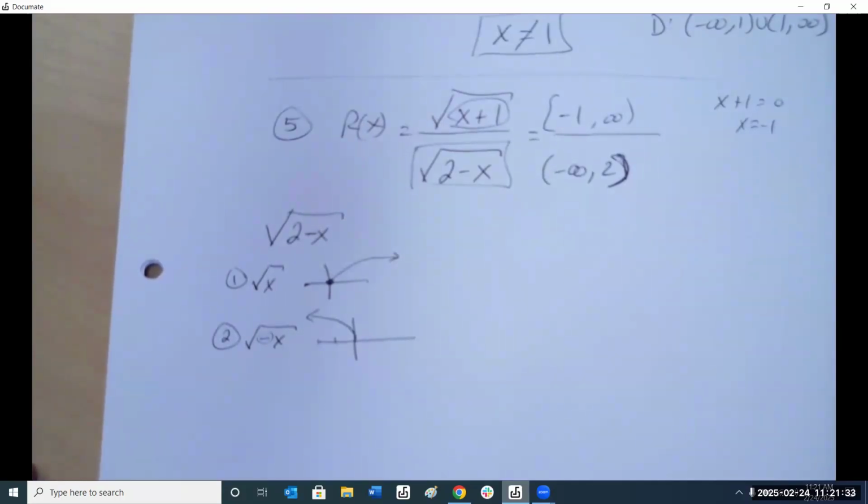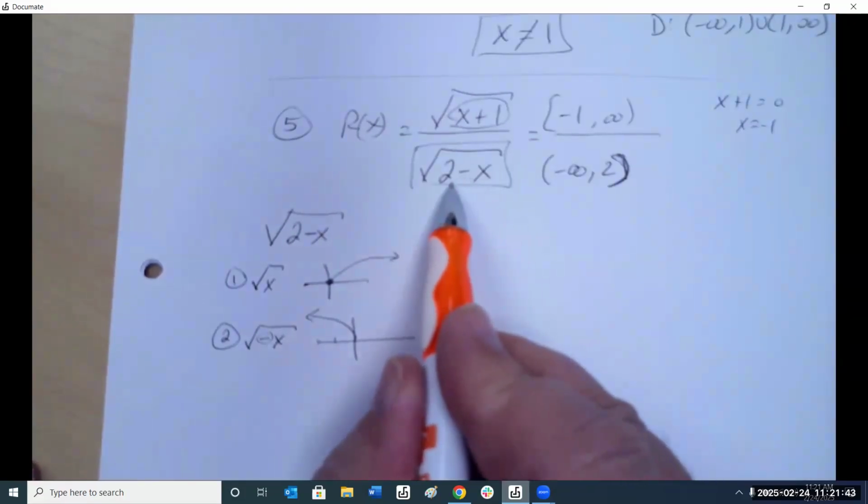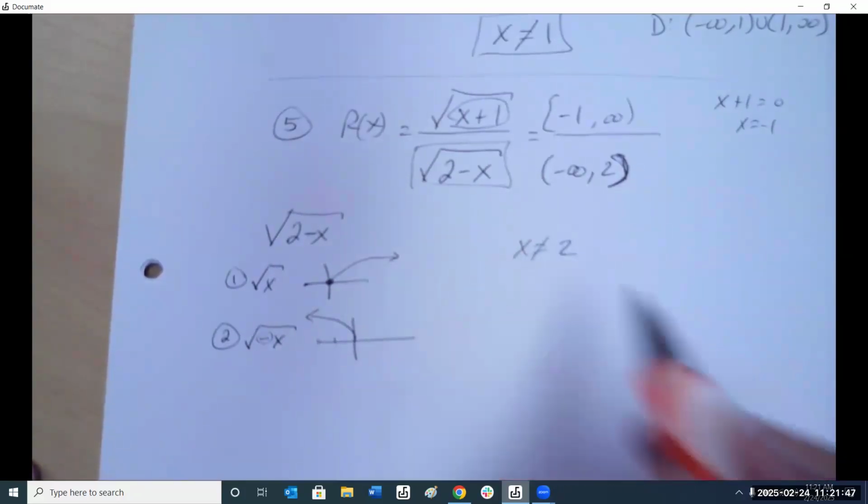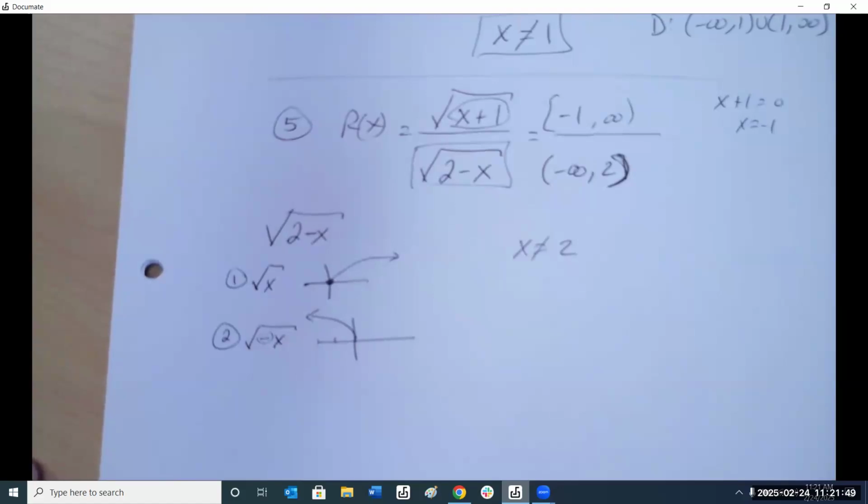Not only that though, if you were to set the denominator to 0, because it's a square root, then it becomes an inequality, right? Because 2 minus x, if you just set the bottom equal to 0, then you get x equals 2. So that's one of our things, x cannot equal 2. But wouldn't you set it greater than or equal to 0, and then solve algebraically?